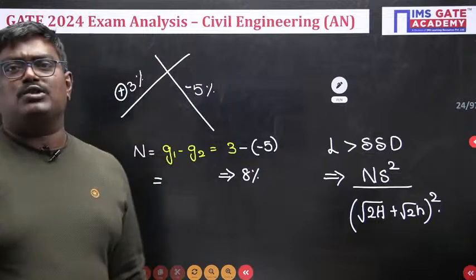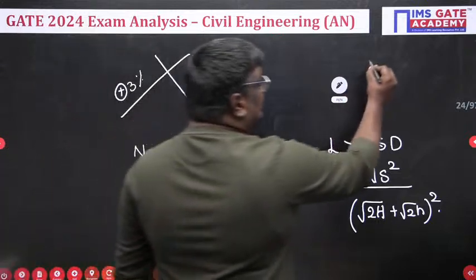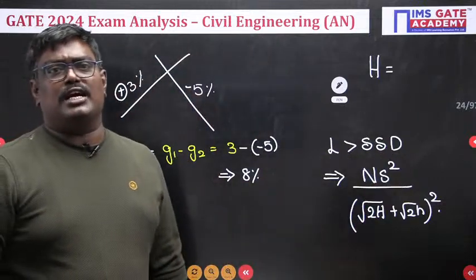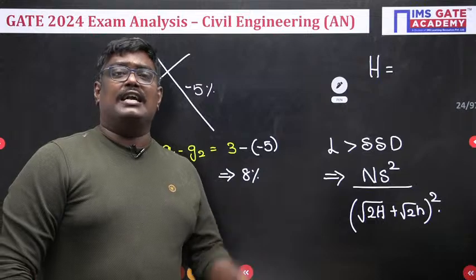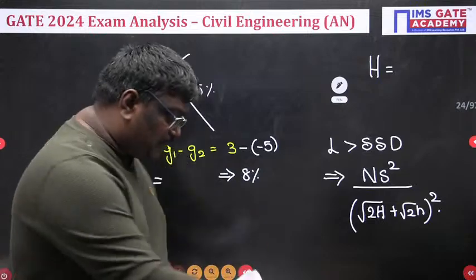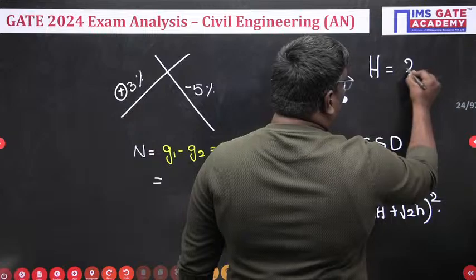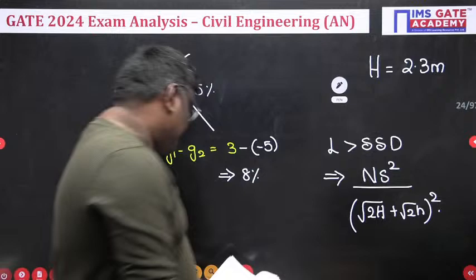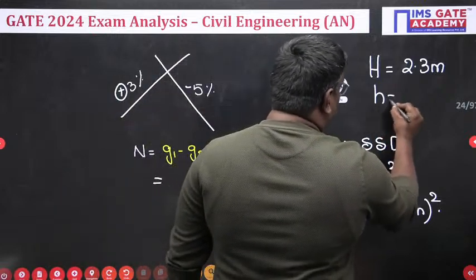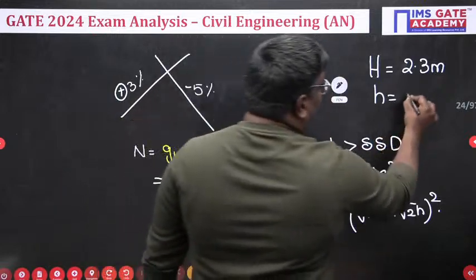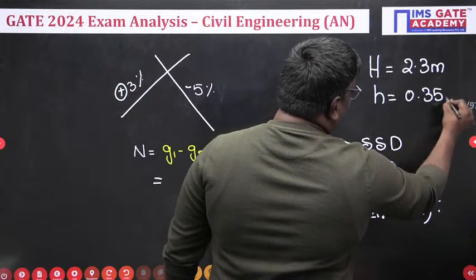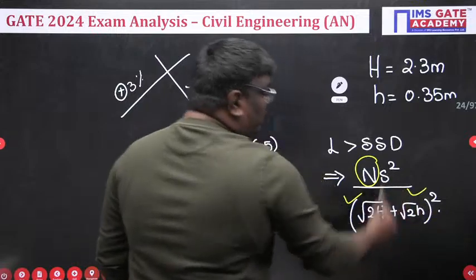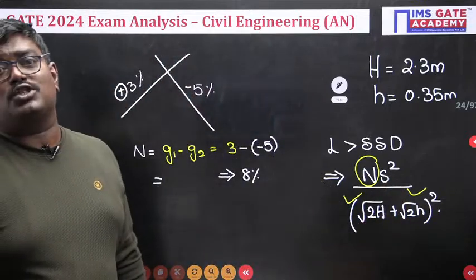Now the beauty of this question, I will tell you. Here the height of the driver, as per the IRC code, we are habituated to 1.2 meter. But in this problem, they have given 2.3 meter. Usually the height of the object is 0.15 meter, and they have given 0.35 meter. Now we know the N value, we know H, we know small h, but we have to know the stopping sight distance.